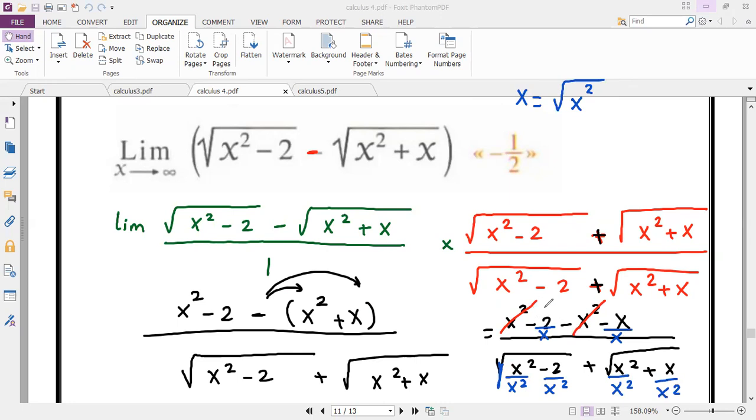So this one, 2 over x equals 0, and negative x divided by x, it will be negative 1 here, over. Here I have the square root of x to the power of 2 divided by x to the power of 2, and this one equals 0, so the square root of 1 plus here x divided by x to the power of 2 equals 0, and the square root of 1. So it's negative 1 over 2. That's it.